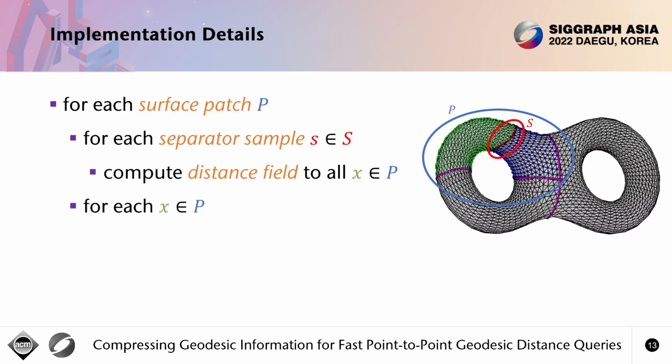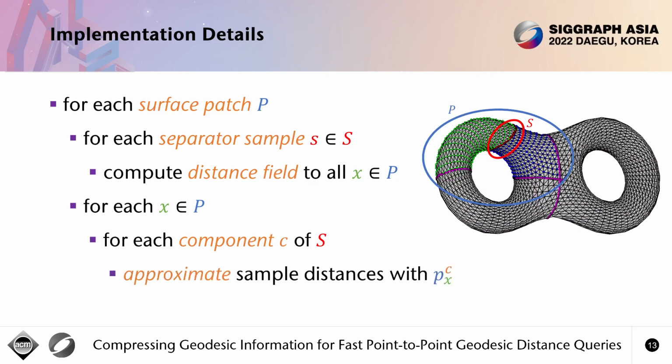Once we have this information, we loop over the vertices of the patch P, and for each component of the separator curve that we use to split this patch, we approximate the distances to all the samples of the component with a polynomial of low degree. And that is what we then store, or rather its coefficients, in the database.